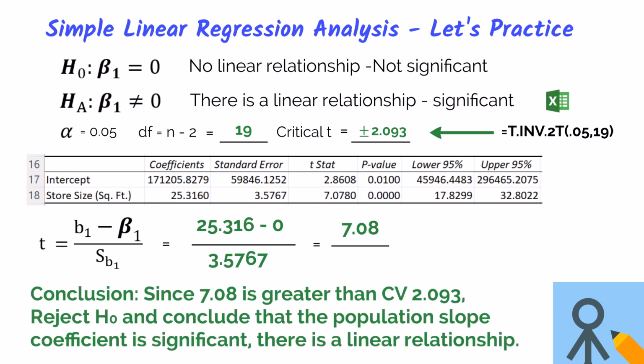So the conclusion is 7.08 is greater than the critical value of 2.093. We reject the null hypothesis and conclude that the population slope coefficient is significant and there is a linear relationship.